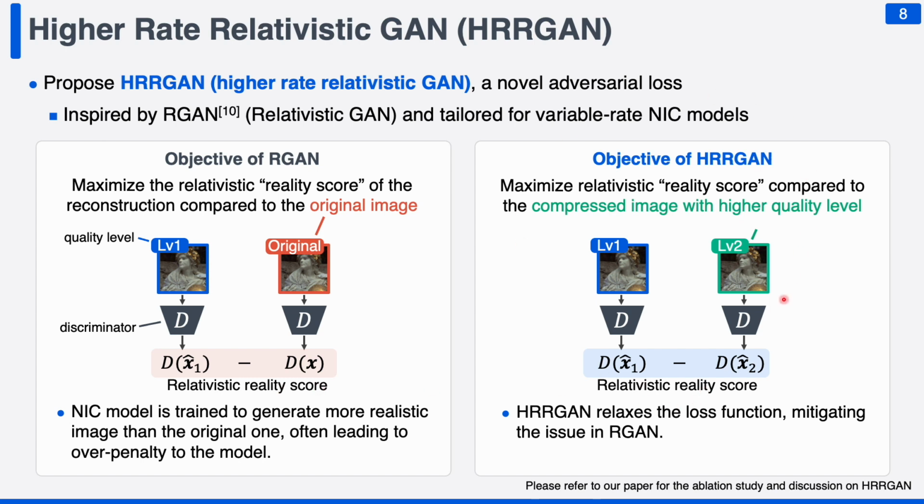Our HRR GAN, on the other hand, relaxes this issue. Here, the objective of HRR GAN is to maximize the relativistic score compared to another compressed image with higher quality level. It relaxes the loss function, mitigating the issue in RGAN.